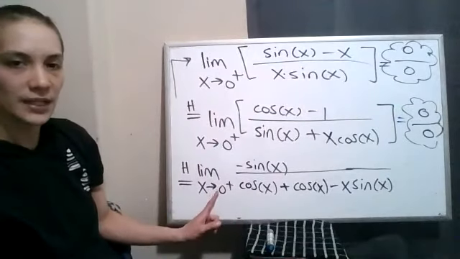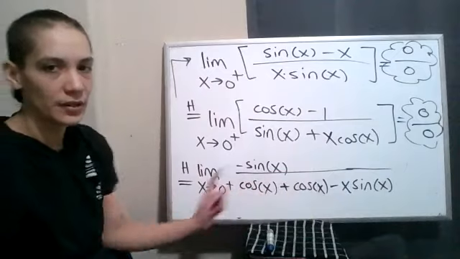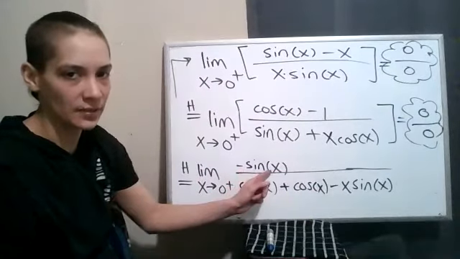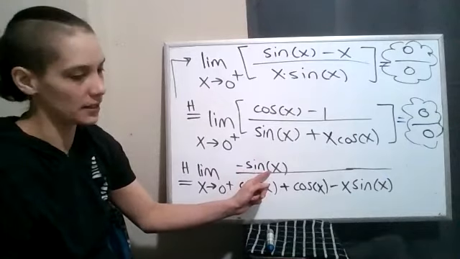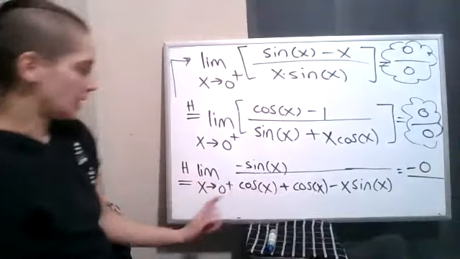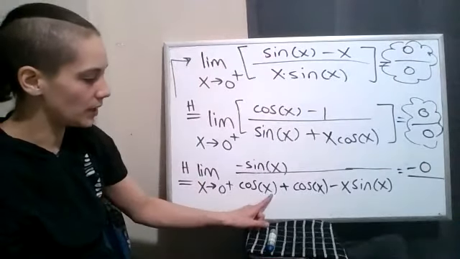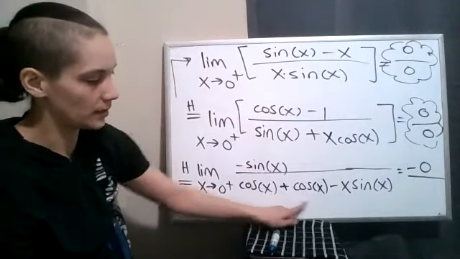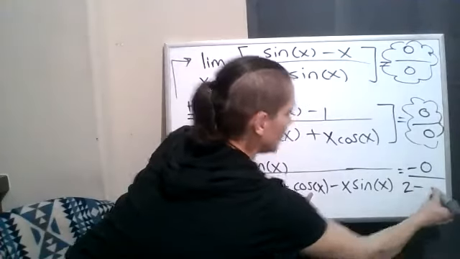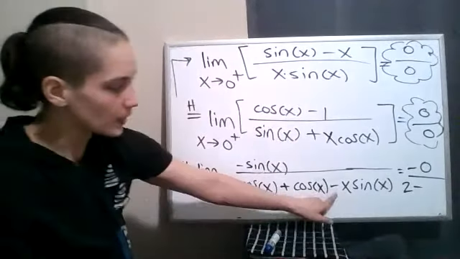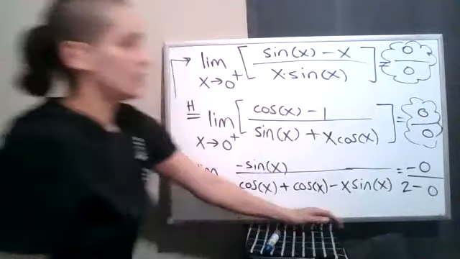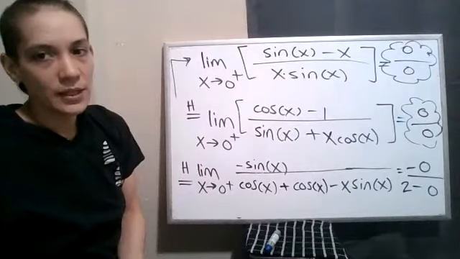Now I think we can go ahead and put that 0 in and get a number. So we've got the limit as x goes to 0 from the right will be negative sine of 0, which is negative 0. And now 0 in here. Cosine of 0 is 1 plus 1. So we've got 2 minus 0 times 0, which is 0. Okay. Negative 0 divided by 2 is 0.